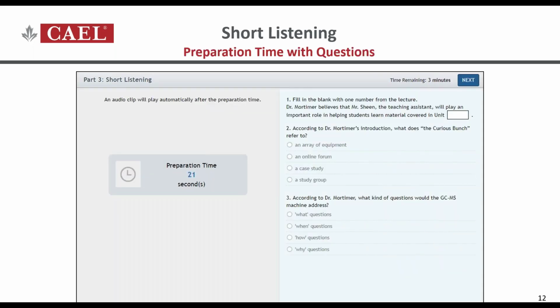Okay, I'd like to show you an example of what the short listening looks like during your preparation time. So this is the preparation time before the audio starts to play. The timer on your left tells you that this is your preparation time. So what do you think we should be doing during this time? If we have a minute or so, or 30 seconds to look at this page, what do you think is a good thing to do? Please let me know in the chat box if you have any ideas.